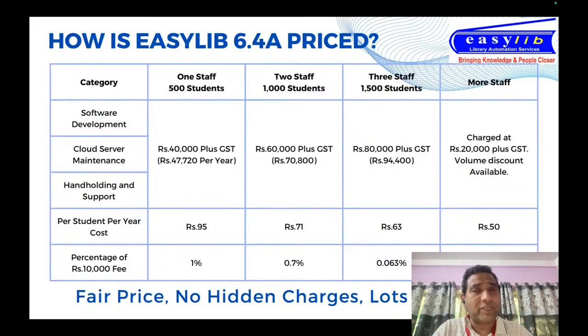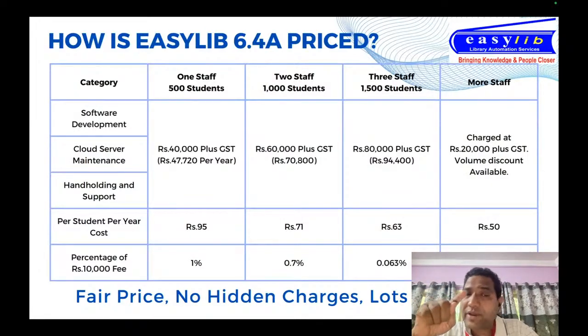After 3 years, as inflation increases, maybe there is a little bit of price increase, but nothing extraordinary or sudden. Then for two staff, you pay an additional 20,000. So the 40,000 becomes 60,000 plus GST. If you have three staff with 1,500 students, then 80,000 plus GST. I'm counting the library staff here, right? If you have a much larger library, you keep adding an additional 20,000. And when you have more than 4, 5, 6, then of course the volume discount comes into the picture.